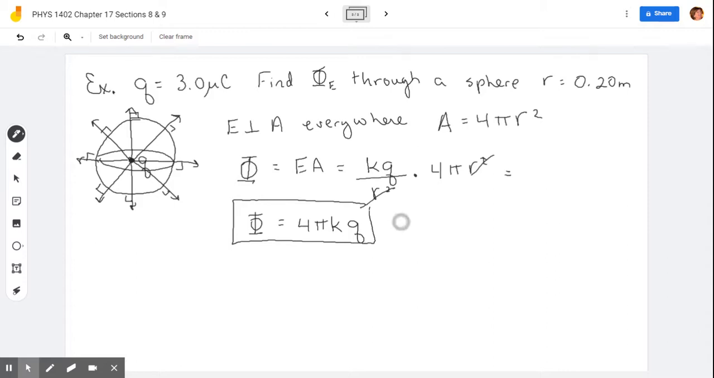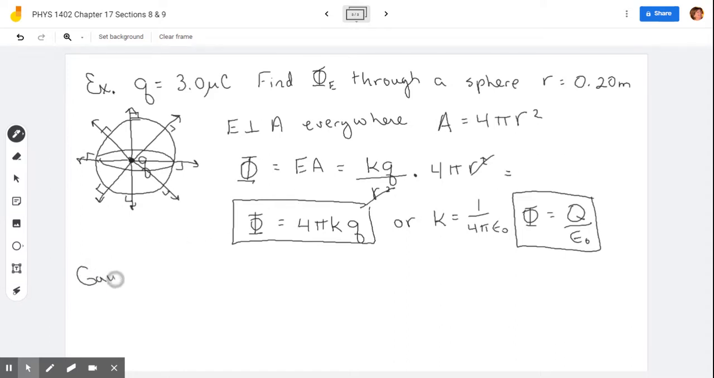Or if we, I don't know if you remember, when we first talked about Coulomb's law, we said that k can also be written as 1 over 4 pi epsilon naught. If I make that substitution, I get another version of Gauss's law that says phi is equal to Q, and they usually use a capital Q on it, over epsilon naught. Okay, that is Gauss's law.